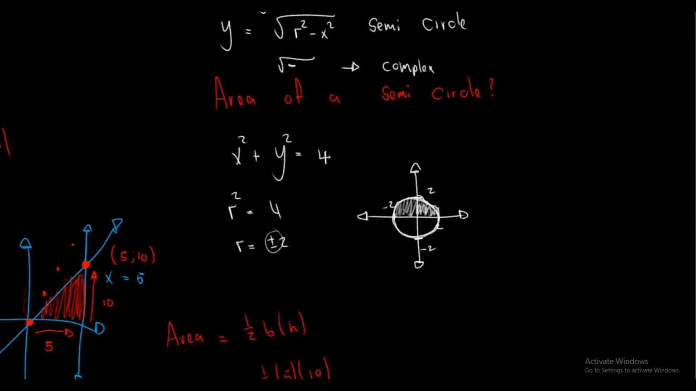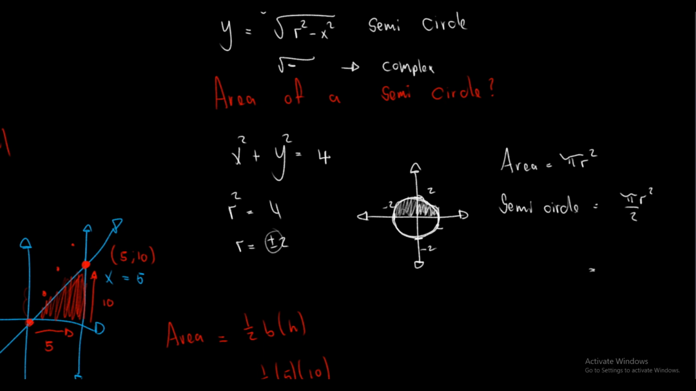Now, how do we find this? Well, we know the area, or maybe we don't know, but I'll tell you, the area of a circle is pi radius squared. Now, a semicircle would be half of a circle. So what can I do? Well, the area of a semicircle is going to be pi radius squared divided by 2, right?